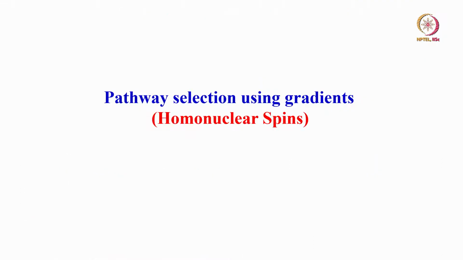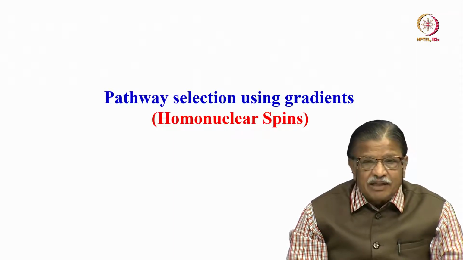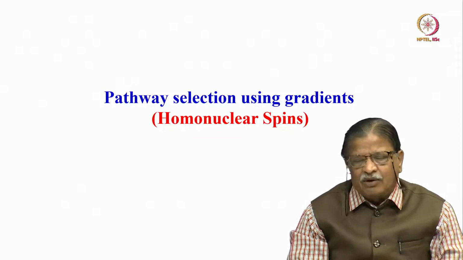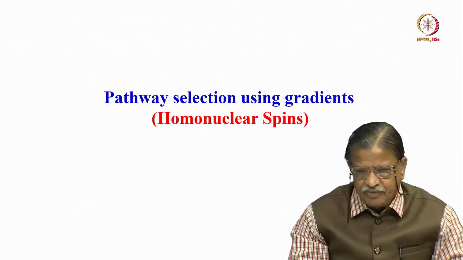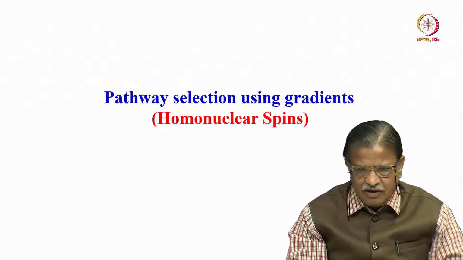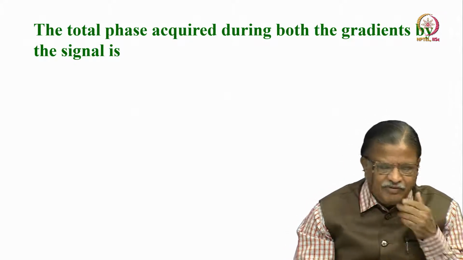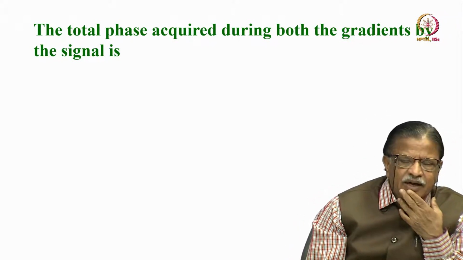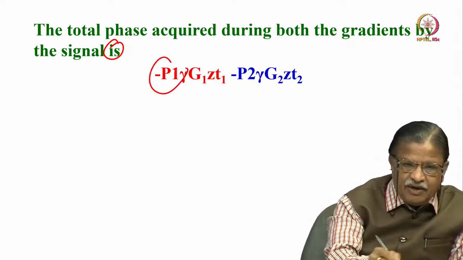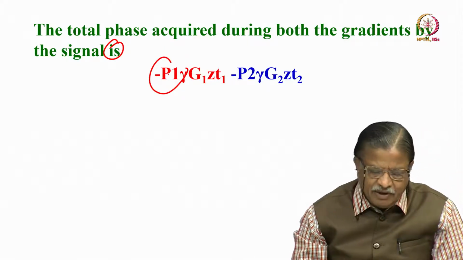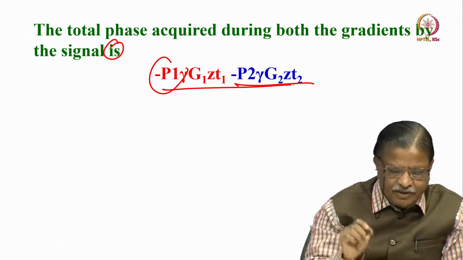Okay. So, as I said, we can select a particular coherence pathway using gradients. It is possible. Like we used pulses using phase cycling, you can also use gradients and select it. Now we know the total phase acquired during both the gradients by the signal that we worked out, which is minus P1 into gamma into G1 z into T1. Similarly for P2, this is the total phase we acquired.